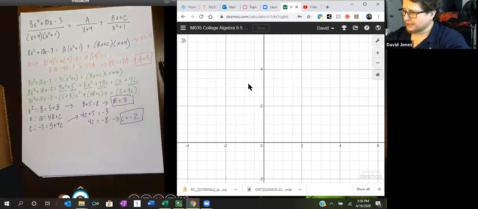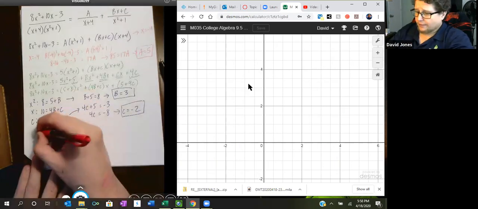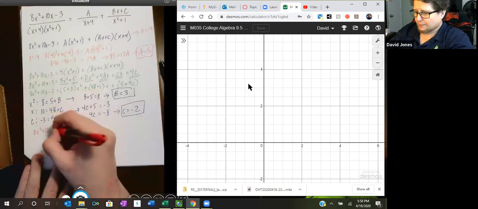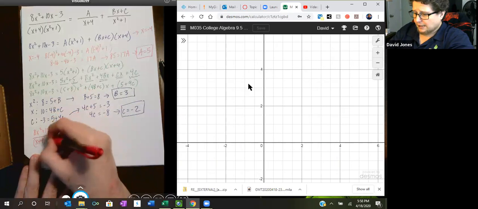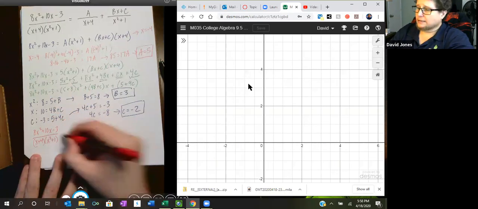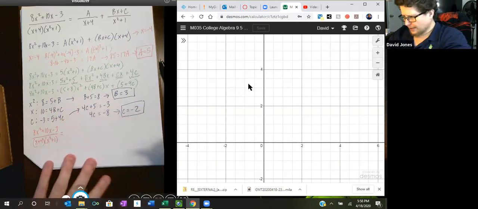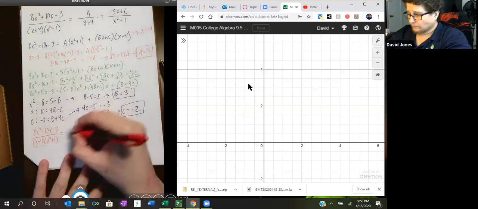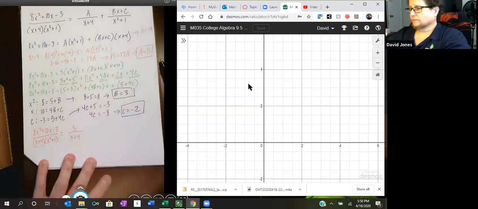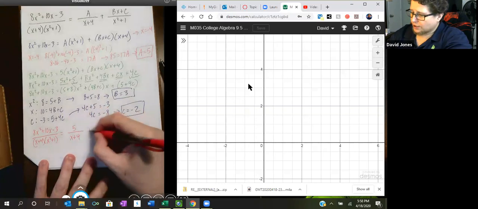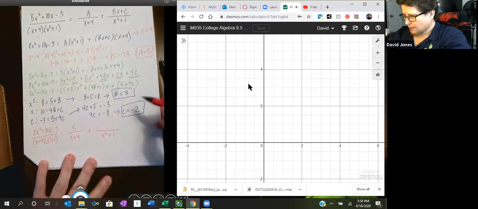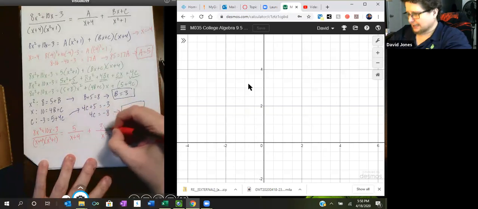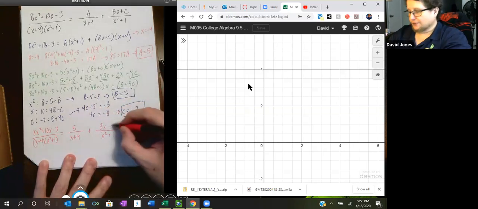So our fraction decomposes. We had 8x squared plus 10x minus 3 over x plus 4, x squared plus 1. Our a term is 5. B was 3. This was our x squared plus 1 term. B was 3, so we have 3x, and c is negative 2.